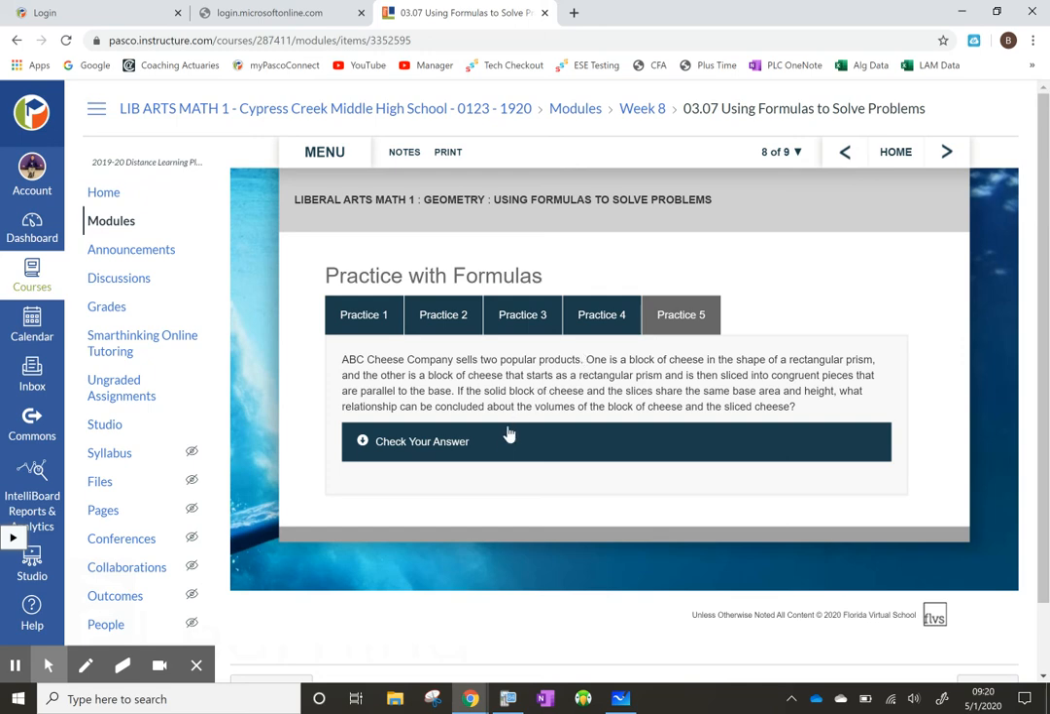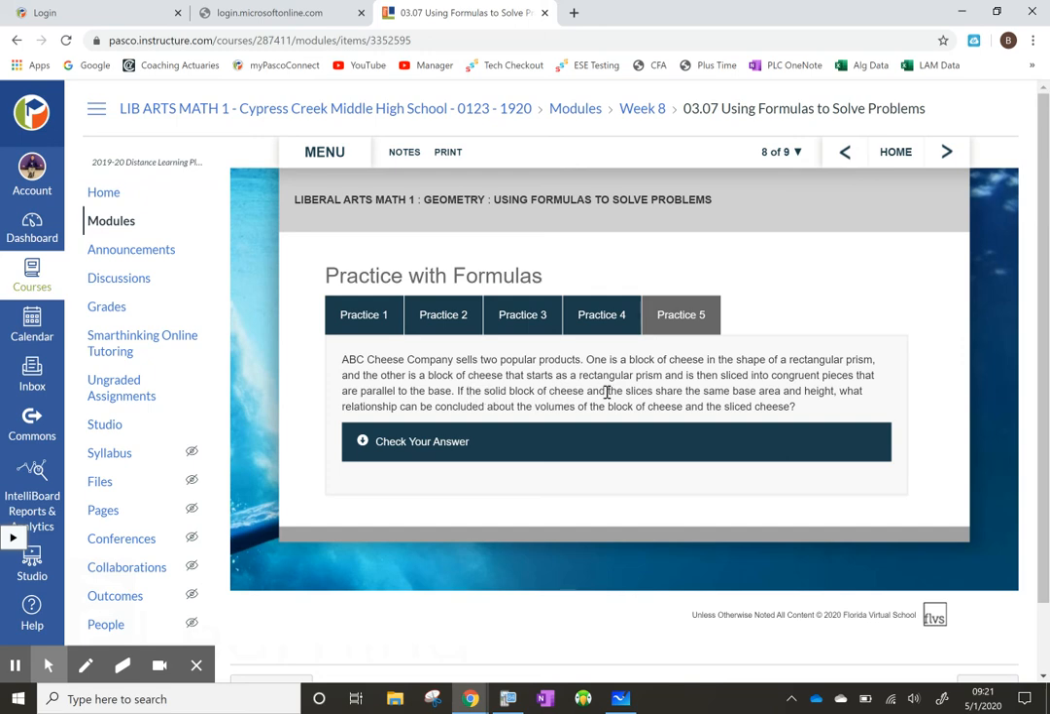It doesn't give numbers, so it's not really a math problem. It's just your understanding of all these shapes. So let me read this one more time. One is a block of cheese in the shape of a rectangular prism. Okay, so kind of like a longer cube, I guess. And the other is a block of cheese that starts as a rectangular prism, but is then sliced into congruent pieces that are parallel to the base. So just take a block of cheese and slice it up is basically what it's saying.